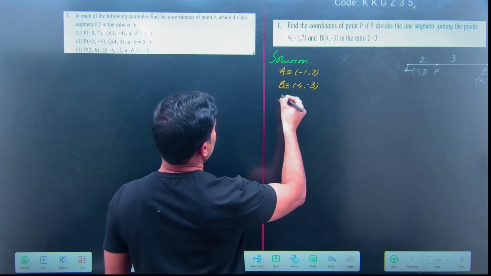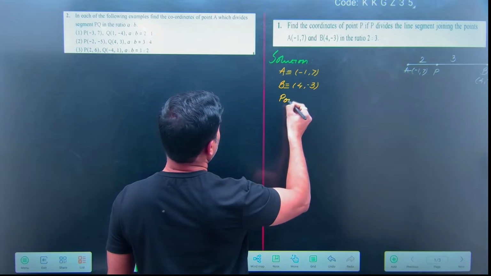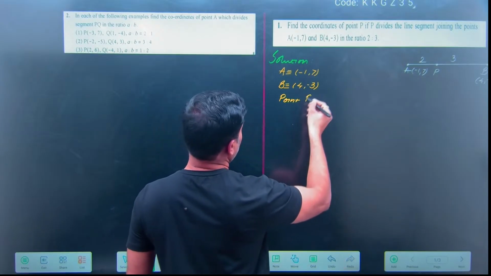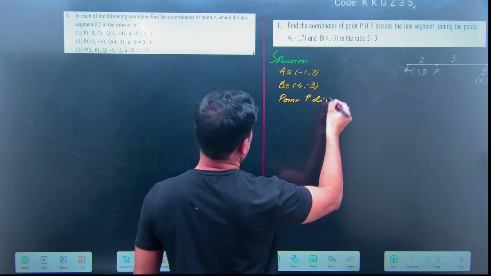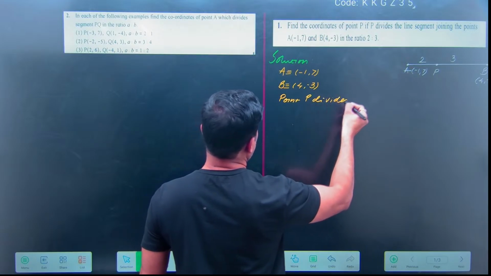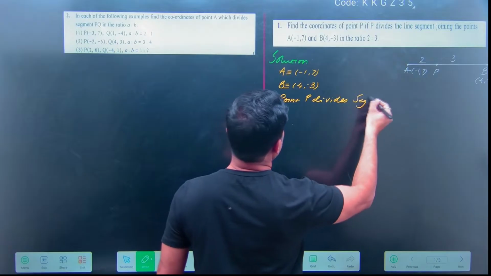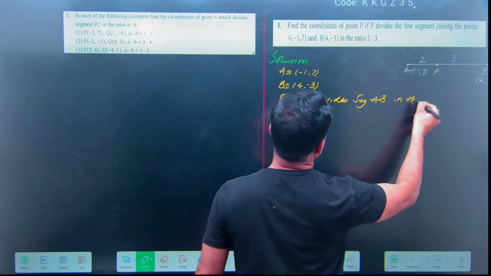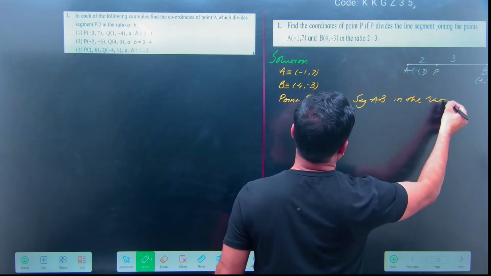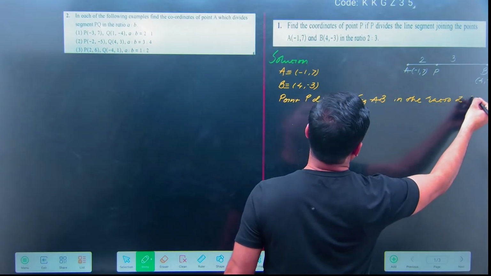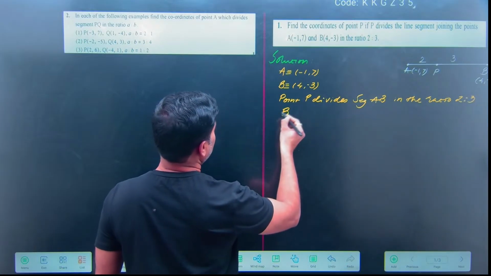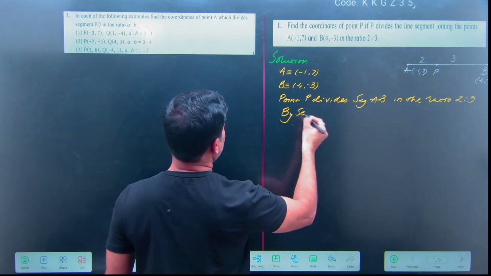And here you need to write point P divides segment AB in the ratio 2:3. क्वेश्चन मधून कॉपी करायचं तुम्हाला. And then as we decided we will use section formula.